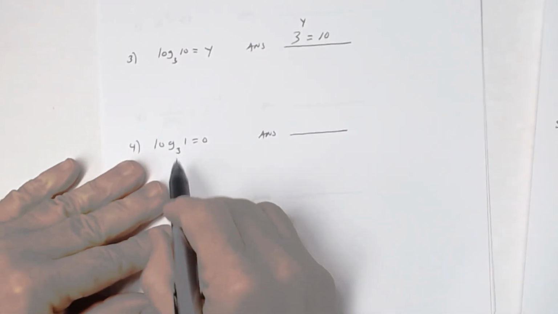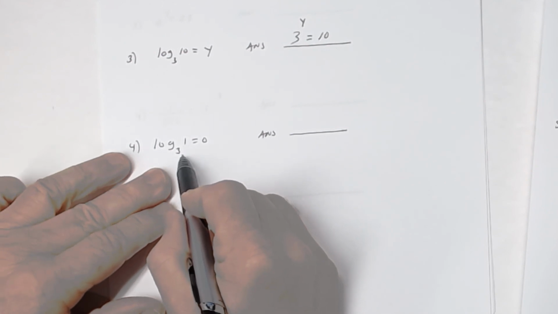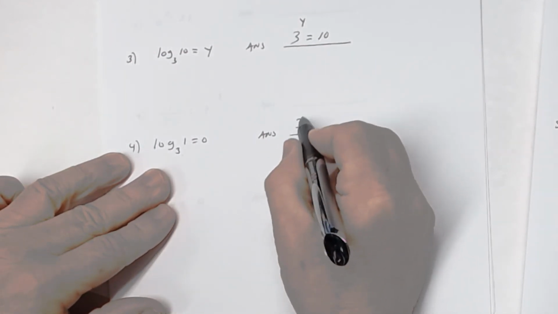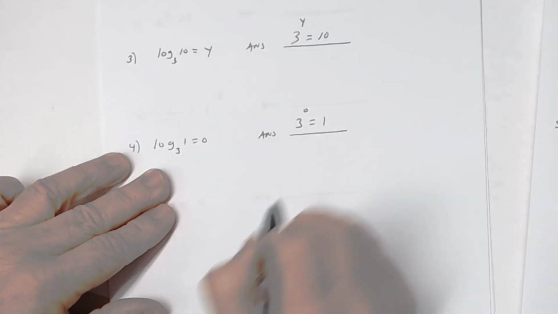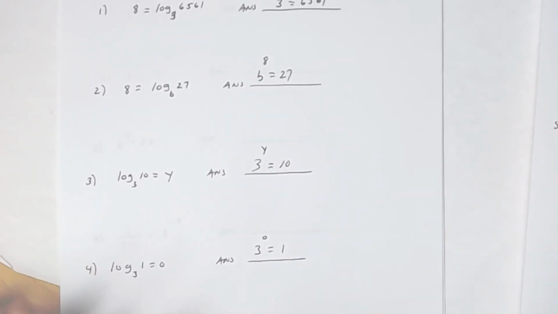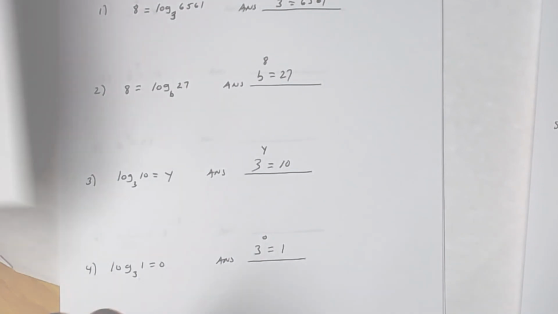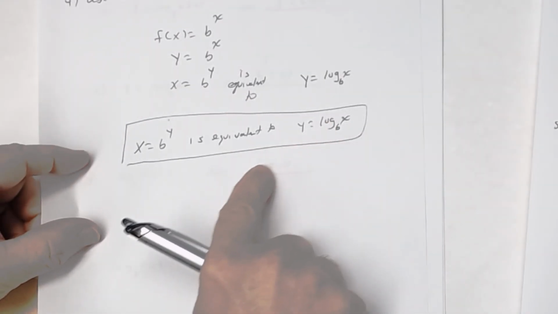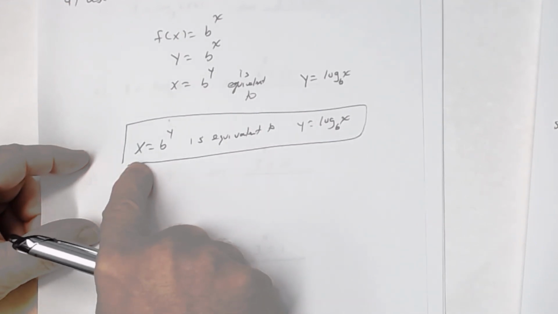All right, let's look at this one. 3 to the 0 equals 1. And so that's it. So it is so much easier to go from a log equation to its equivalent exponential form. All right, now let's look at the next one.